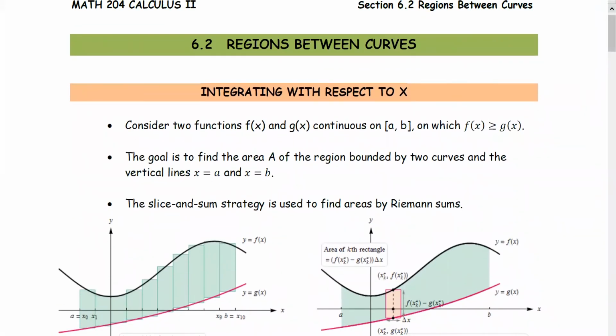In this video, we will talk about regions between curves. First part, integrating with respect to x. We consider two graphs, f of x and g of x, where f of x is greater than or equal to g from point A to point B. We are going to find the area between these two graphs by using the slice and sum technique.